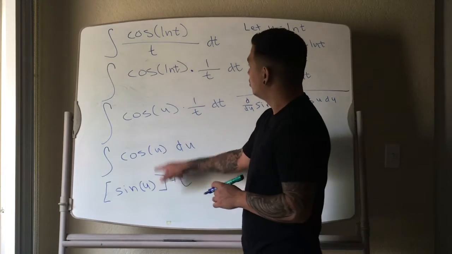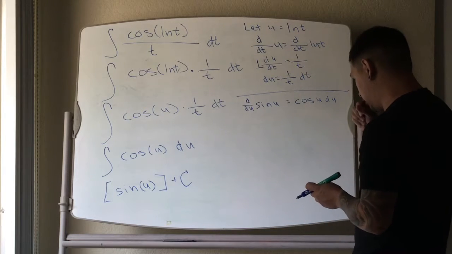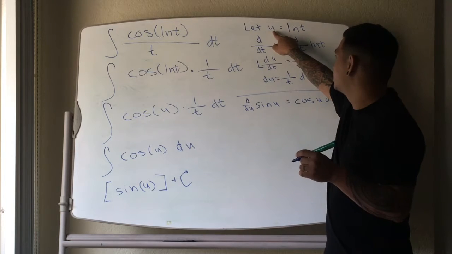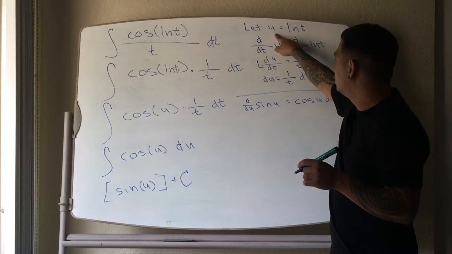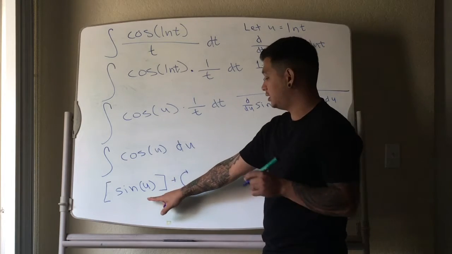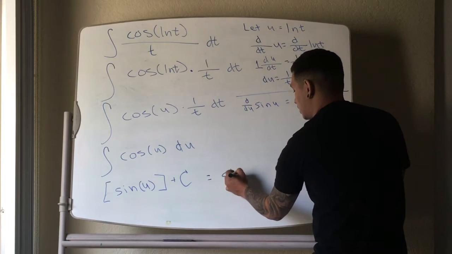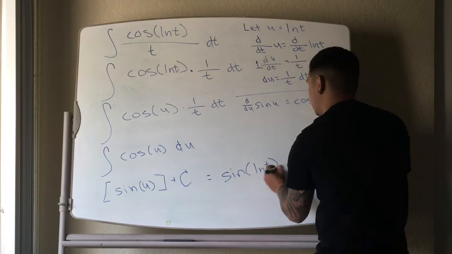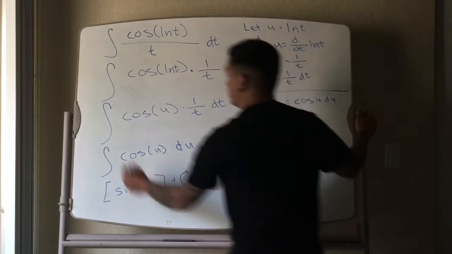So we ended with u, we started with t, let's end with t. And always go to the first substitution, because that's where you have both your variables, t and u. We let ln t equal u, so whatever u is, we just plug back in ln t. So u's right here. So this becomes sine ln t plus c. And that's your answer.